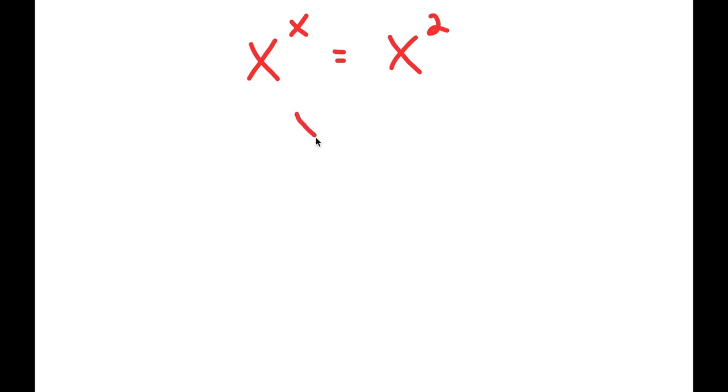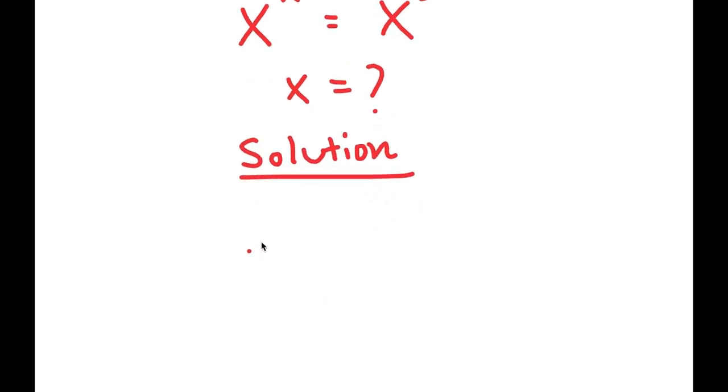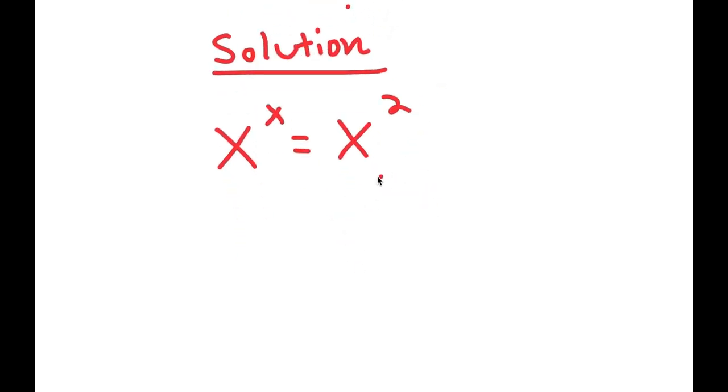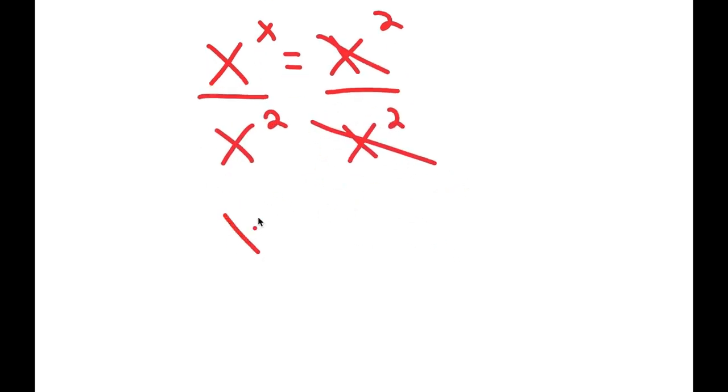So I want to find the value of x here. And for my solution, start by writing this as x to the power of x is equal to x to the power of 2. And now I'm going to divide both sides by x to the power of 2. So then these two cancel out, and I get x to the power of x over x to the power of 2 is equal to 1.